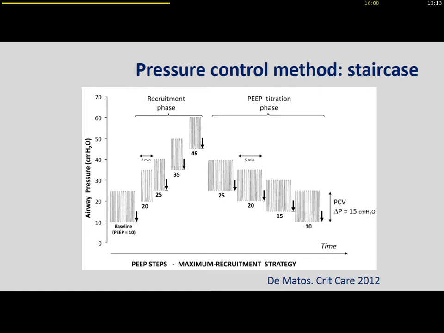The staircase recruitment maneuver is done usually using a pressure control with a fixed driving pressure, and we increase PEEP 20, 25, 30, 35, step by step, each step being 2 minutes.